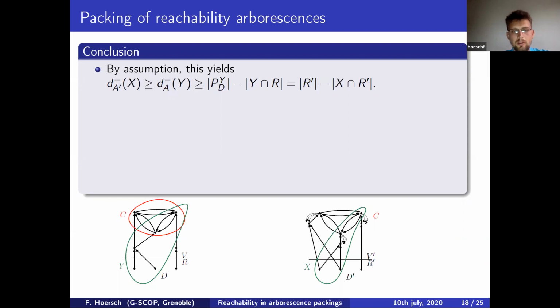But what's PDY? Well, Y contains a part of C, and certainly nobody that does not enter C in any way. So PDY is exactly the set of roots that can see C, and that is R prime. The set of roots I have in D prime. And also by construction, Y intersection R is the same as X intersection R prime. So I get this integration, and this yields me that I can apply the Edmonds-Strong theorem.